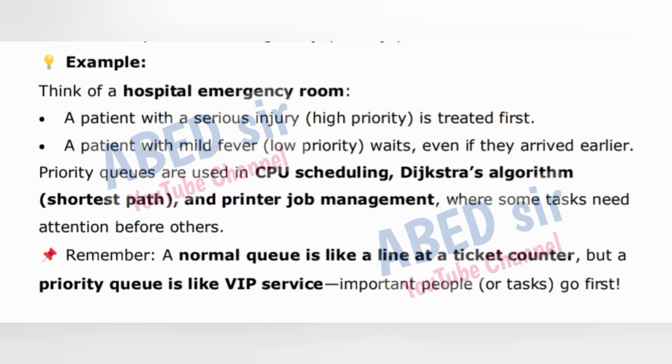Priority queues are used in CPU scheduling, Dijkstra's algorithm, shortest path, and printer job management, where some tasks need attention before others. Remember, a normal queue is like a line at a ticket counter, but a priority queue is like VIP service, important people, or tasks, go first.